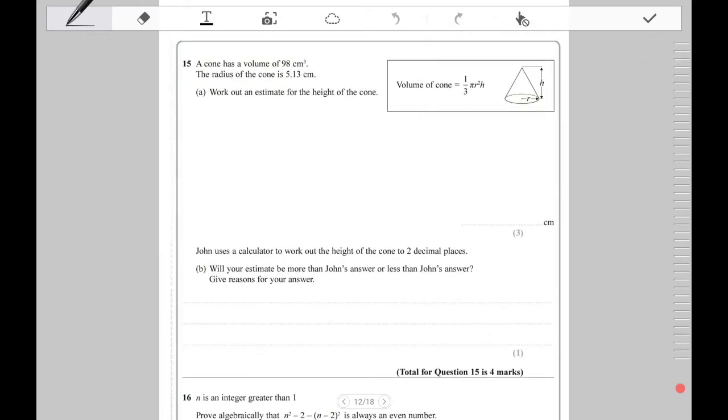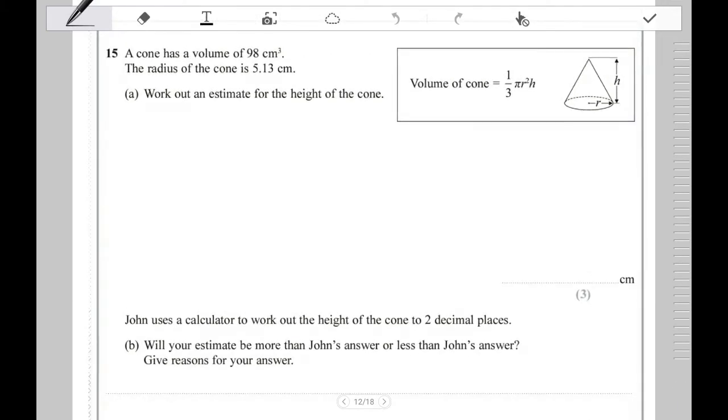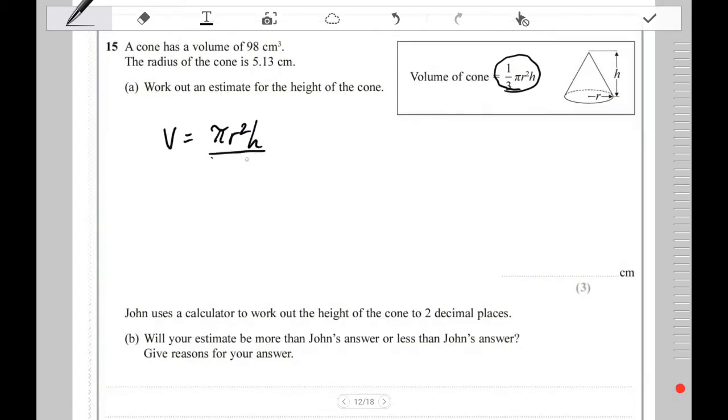Right. A cone has a volume of 98 centimeters cubed. The radius of the cone is 5.13 centimeters. Work out an estimate for the height of the cone. Okay, so what we can do here is equate this equation to 98, or in fact, to make things easier, we can rearrange this algebraically. So V equals 1/3, I'm going to write it like this: pi r squared h over 3.